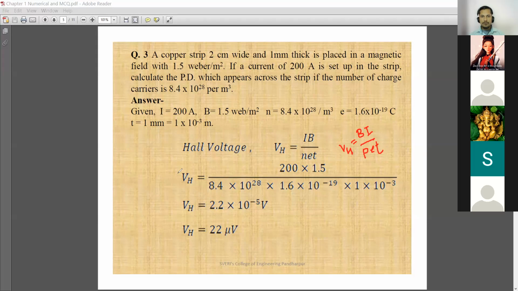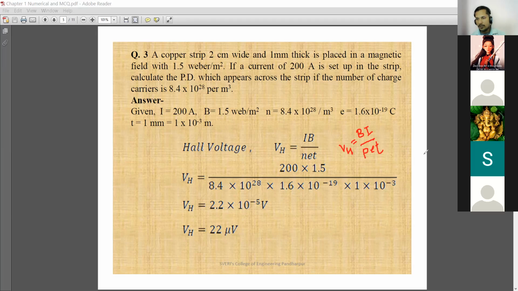Now, what are the values? VH we have to calculate. What is the value of I? It is 200. Value of B is 1.5. Now Tesla and Weber per meter square, if any unit comes, its meaning is the same. No need for modification because they are equivalent. Is it right?